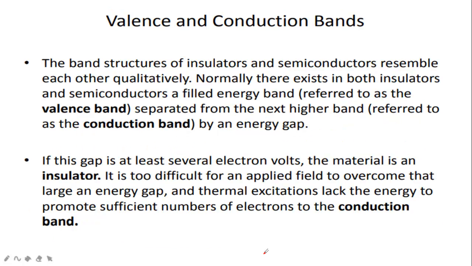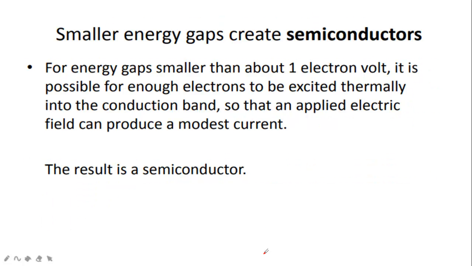Now, what are valence band and conduction band? You know the definitions. Smaller energy gaps create semiconductors. So, for energy gap smaller than about 1 electron volt, the point to note, if the energy gap is smaller than 1 electron volt, then only it should be a semiconductor. It is possible for enough electrons to be excited thermally into the conduction band so that an applied electric field can produce a modest current. The result is a semiconductor.